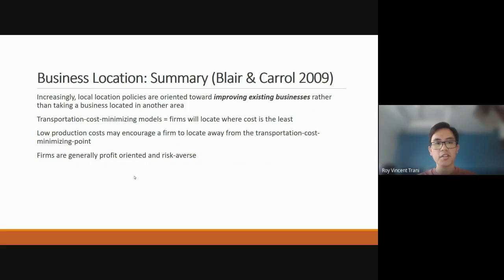So transport cost minimizing models are usually followed by firms, and firms will locate where the cost is the least. Basically, firms are very profit oriented, and they would always want to locate wherever it's profitable. So low production costs may encourage a firm to locate away from a transportation cost minimizing point. Again, encouraged by profits, firms are generally profit oriented and risk averse. So they want to make the most profit or revenue without putting themselves at risk.